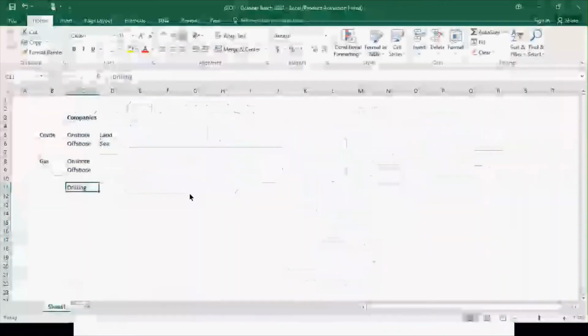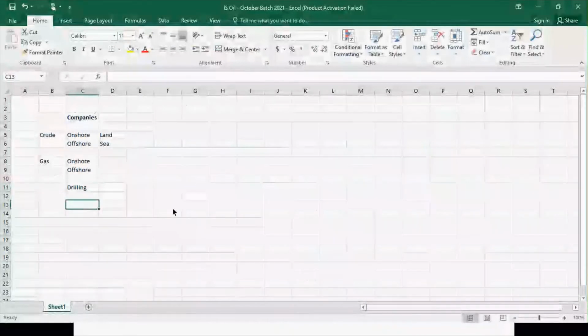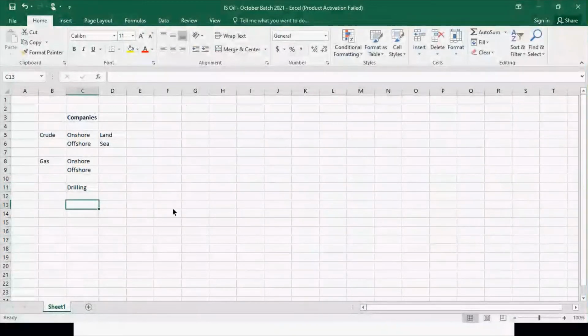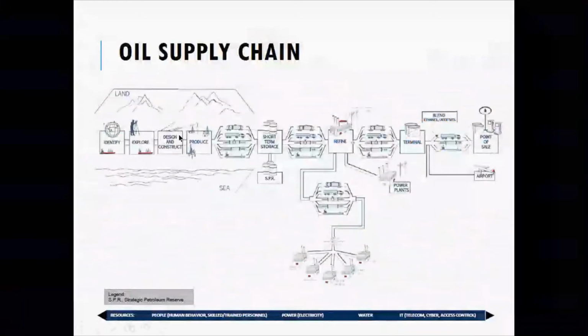So in that case also, there will be some services which are provided by these drilling companies to the companies who are doing the production. Now if you see these modes of transport, we have different modes of transport, correct?